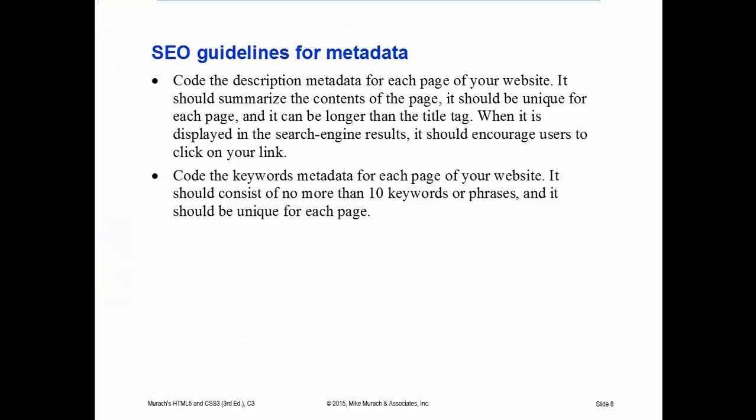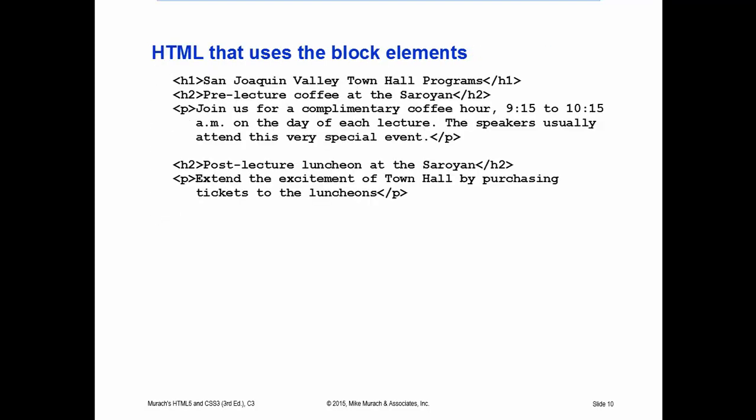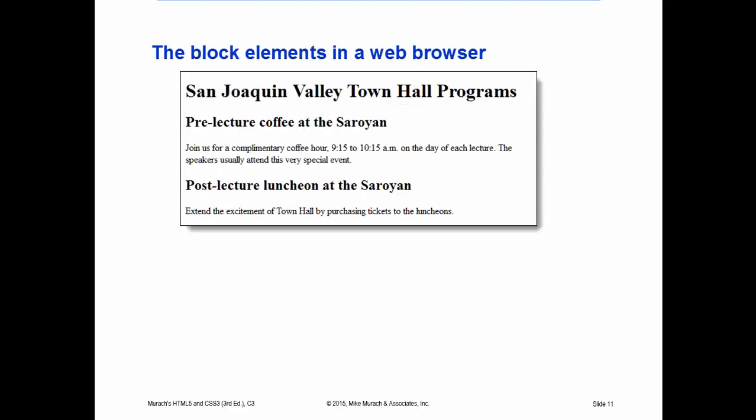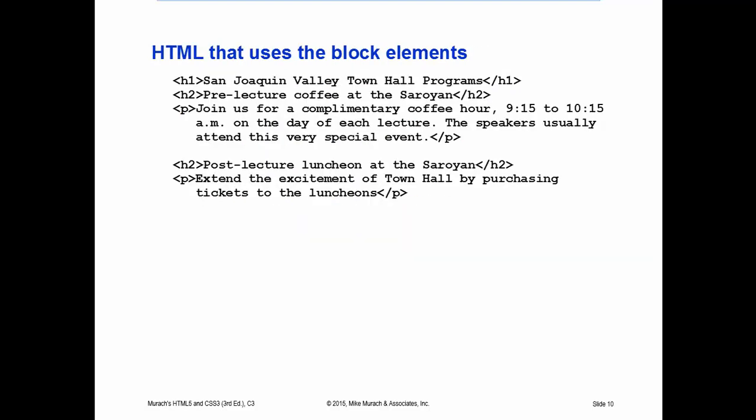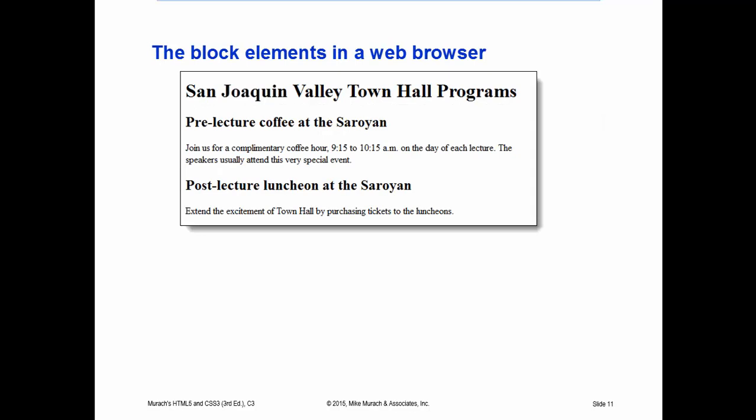So the author gives you some SEO guidelines here for metadata. I think we talked about those. Those are the tags. Here are some examples that they use in the book. Okay. So you can see the H1 tag and the H2 tags. You can also see that there's a blank line after each of those tags and a blank line before each one of those tags.